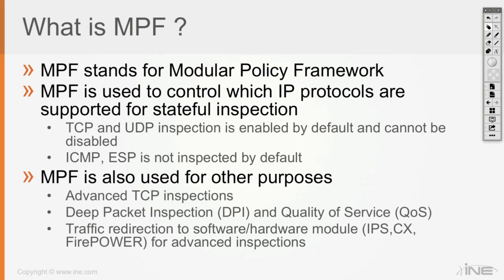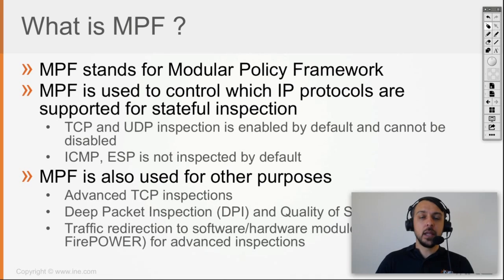Because, as I said, it brings scalability and modularity to the ASA inspection engine. MPF is also used for other purposes. It's used for advanced TCP inspections, which means, for example, you could tell the ASA to allow packets flowing through only with a specific maximum segment size value.